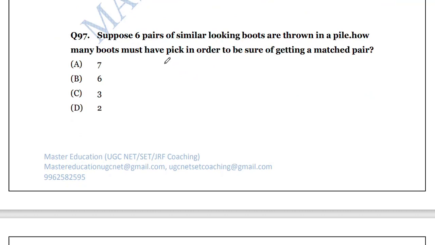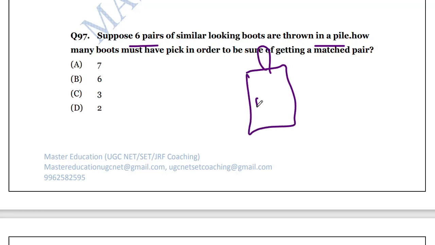The next question is the same kind of question. Suppose 6 pairs, be very careful, they may also ask 6. Here 6 pairs of similar looking boots are thrown in a pile. So in a bag you have 6 pairs of shoes, 1, 2, 3, 4, 5 and 6. How many boots must you pick in order to be sure of getting a matched pair?